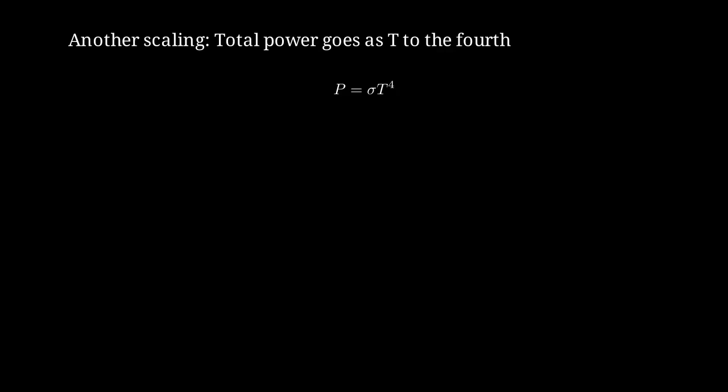This is the Stefan-Boltzmann law. Power equals sigma T to the fourth, where sigma is the Stefan-Boltzmann constant. Sigma equals 5.67 times 10 to the negative 8 watts per square meter per Kelvin to the fourth.